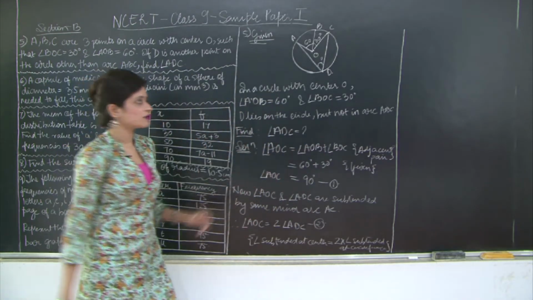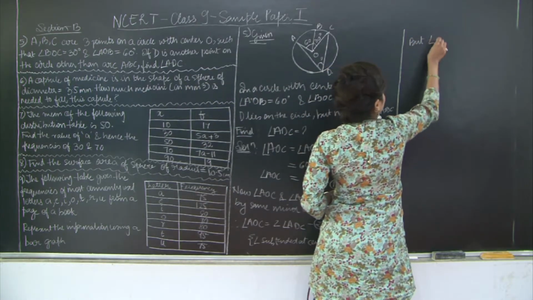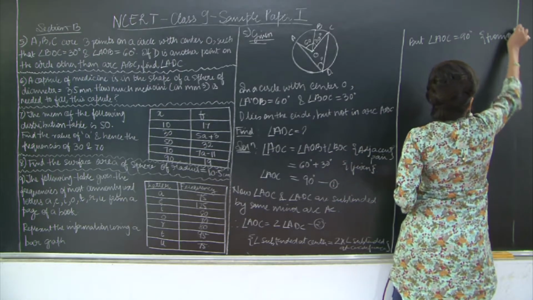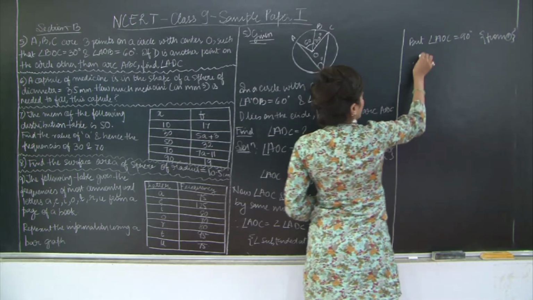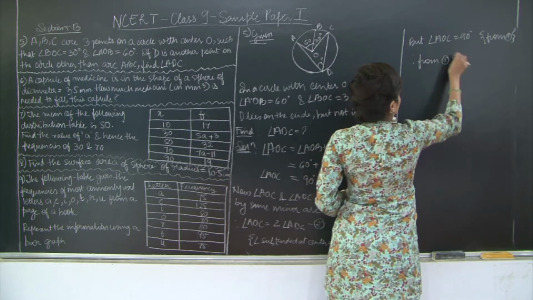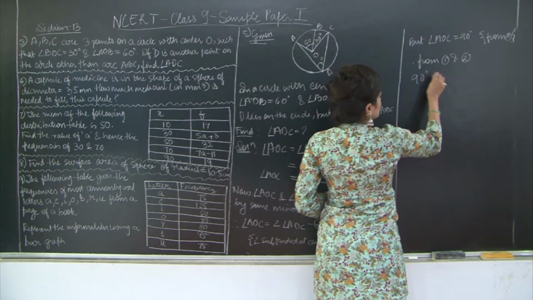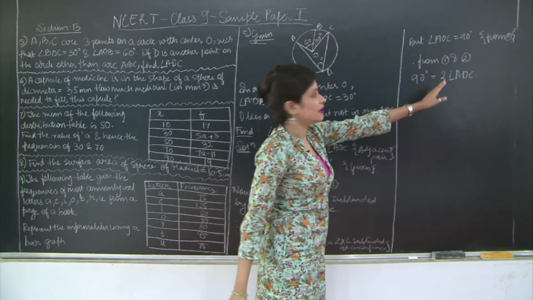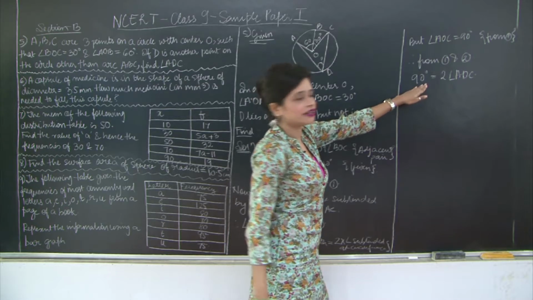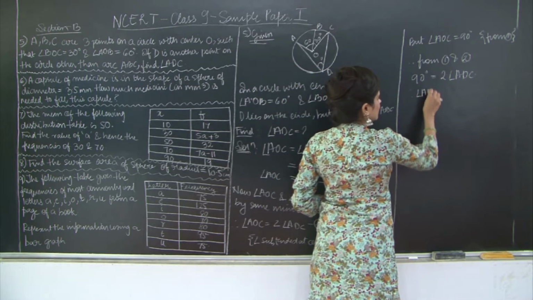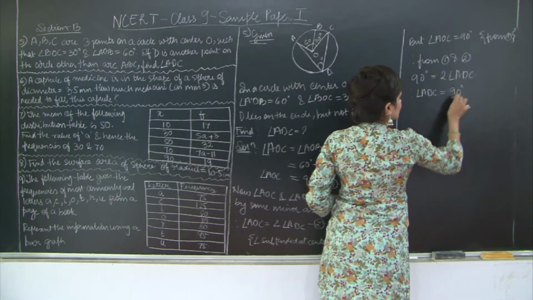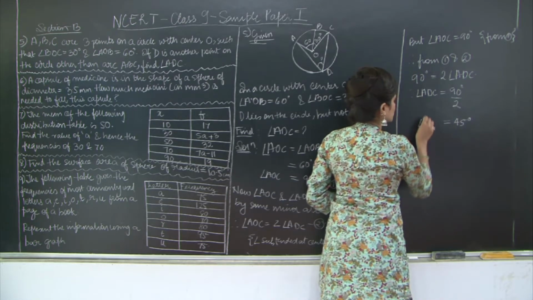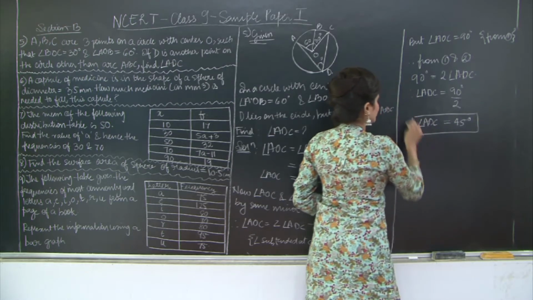So I'll say but angle AOC is equal to 90 degrees, and I'll say 1. Therefore, from 1 and 2, 90 degrees is equal to twice angle ADC. Now 2 is getting multiplied with angle ADC. When I move it to the left hand side, it will divide the numerator. Therefore, angle ADC is equal to 90 degrees divided by 2, which is 45 degrees. So this is my angle ADC, 45 degrees, and I will say answer.